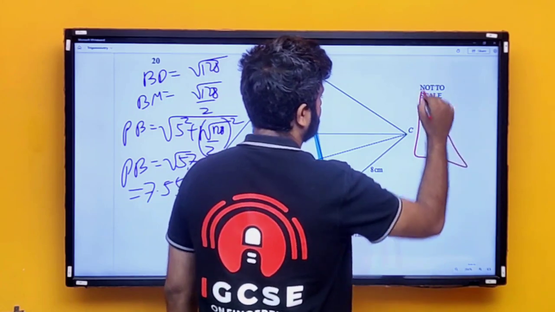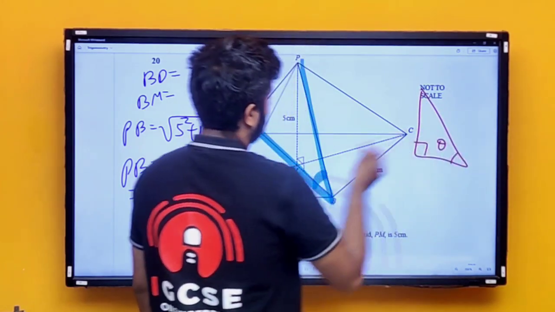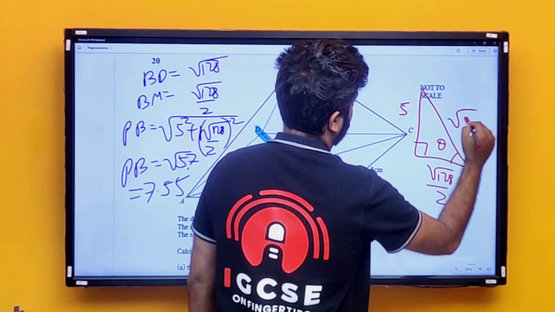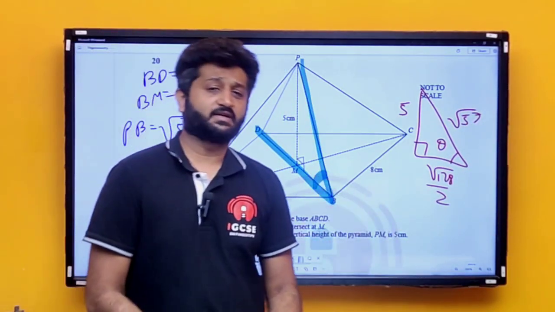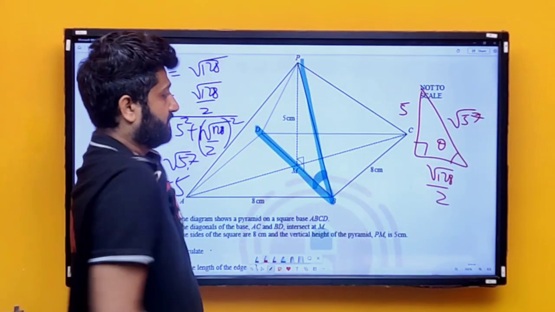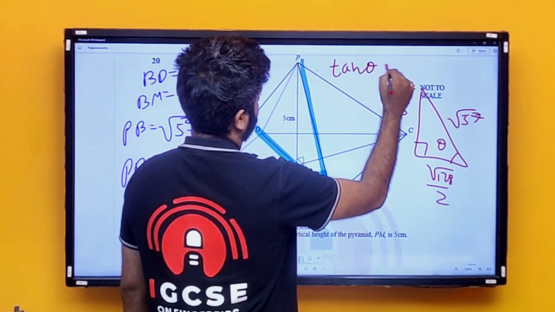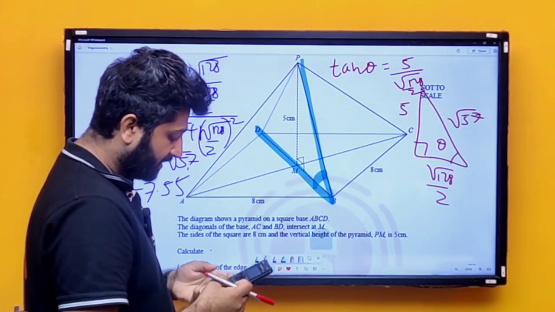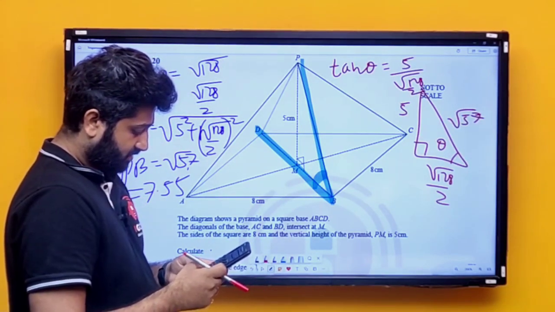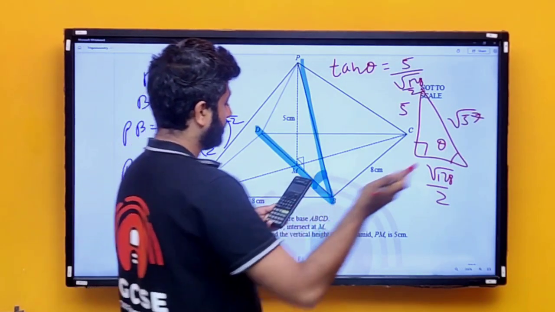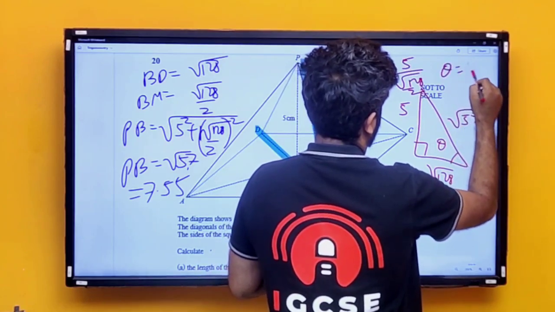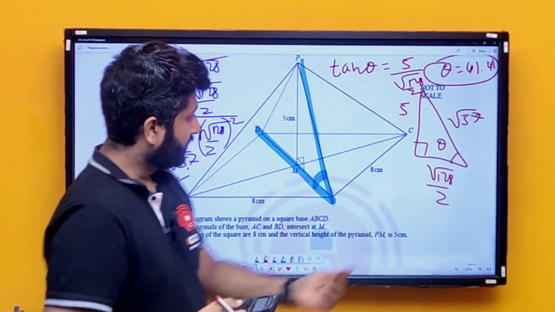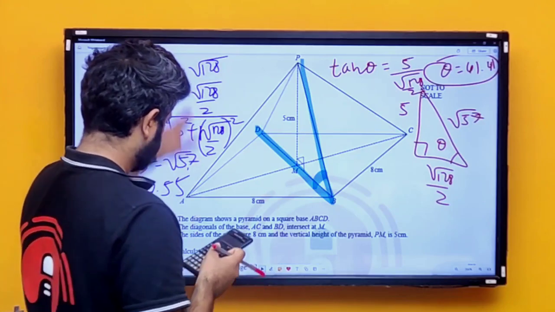Now if I redraw this, guys, this is nothing but a right angle triangle. This is my theta. I have this side as 5. I have this side as root 128 by 2. I have this side as root 57. I can use any of the three identities to find this angle. Let's say I use tan theta, which is opposite by adjacent. So tan inverse of 10 by root 128, that is 41.47. So my theta is 41.47, or you can write it as 41.5.